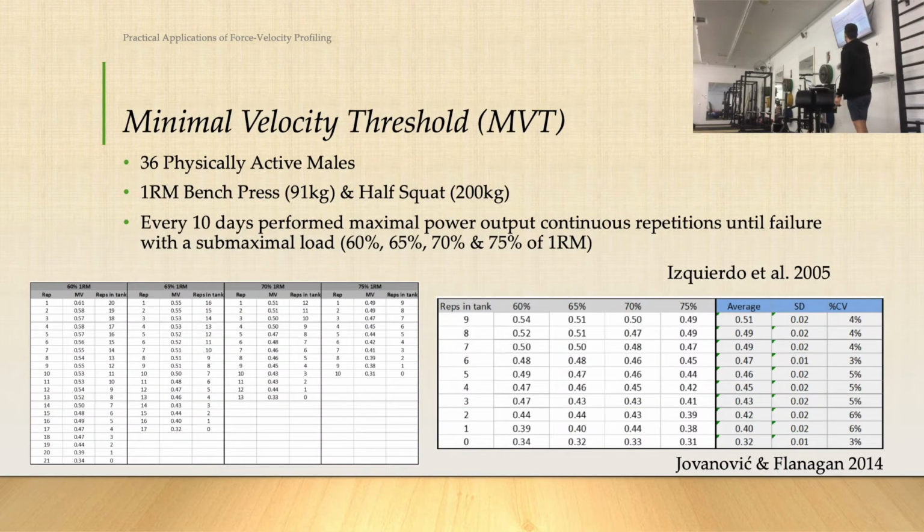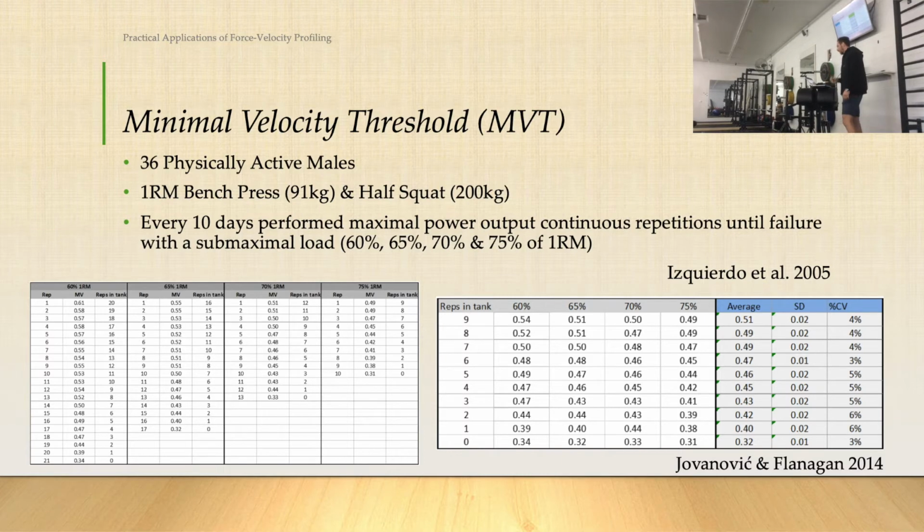So just quickly, this study highlights through 36 physically active males, which is the important part, that through loading from 60 through to 75%, their last rep, so there's 0 reps in reserve, you were a pretty similar MVT with only a 0.01 standard deviation and 3% variance.